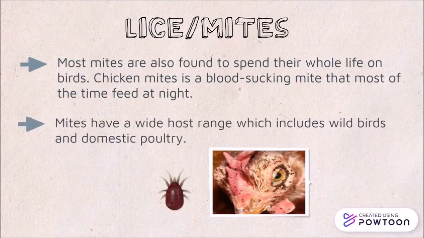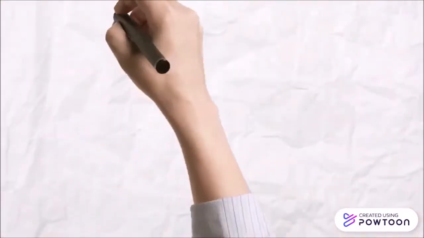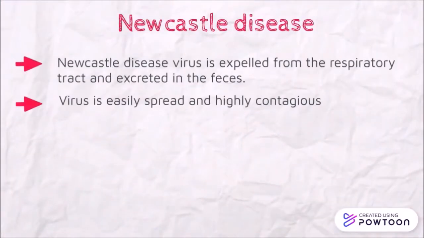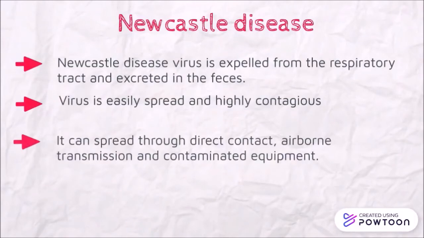Mites have a wide host range which includes wild birds and domestic poultry. Newcastle disease can be an airborne virus or a skin-to-skin contact virus. It is expelled from the respiratory tract and excreted in the feces. The virus is terrible and highly contagious. It can spread through direct contact, airborne transmission, and contaminated equipment.